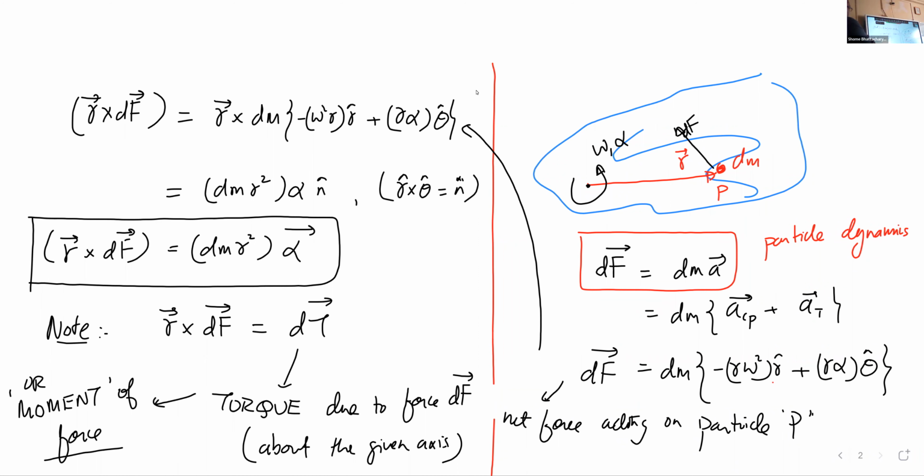Because it's a differential force df, we have written it as a differential torque. In general, we can also say that for any force F, the torque is nothing but r cross F. So the moment of force is r cross product with that particular force. It is actually like the perpendicular component of force into the distance.